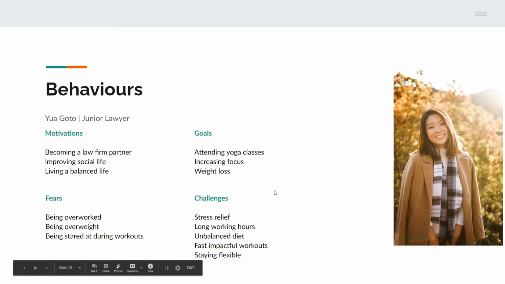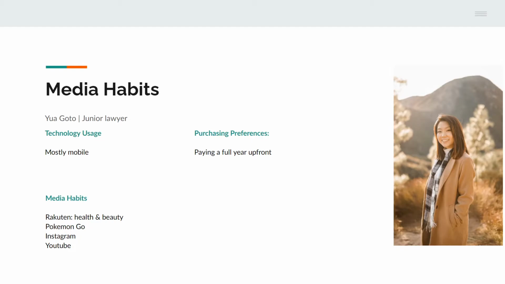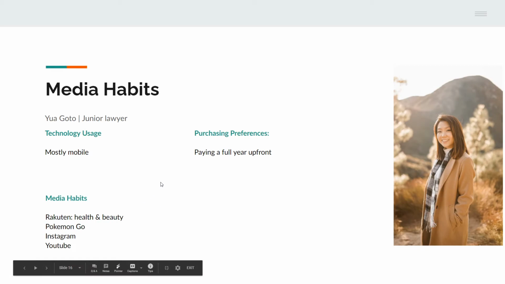Now, how do we tie this all together? I've got media habits as well. As you can see, she's mostly mobile and she plays a few mobile games as well. Again, common theme, Instagram and YouTube comes up.